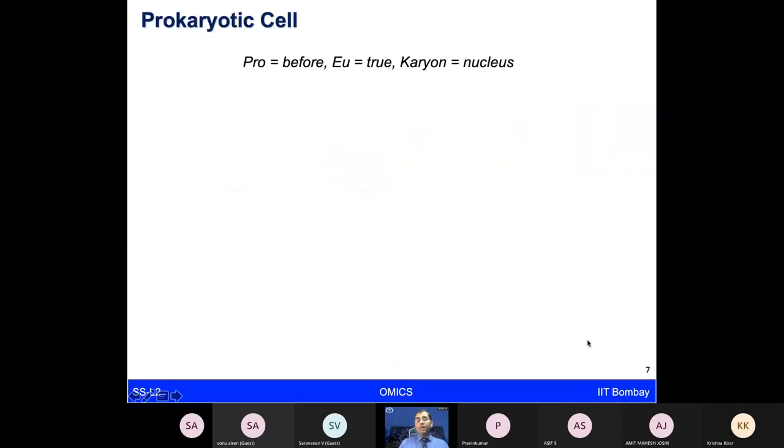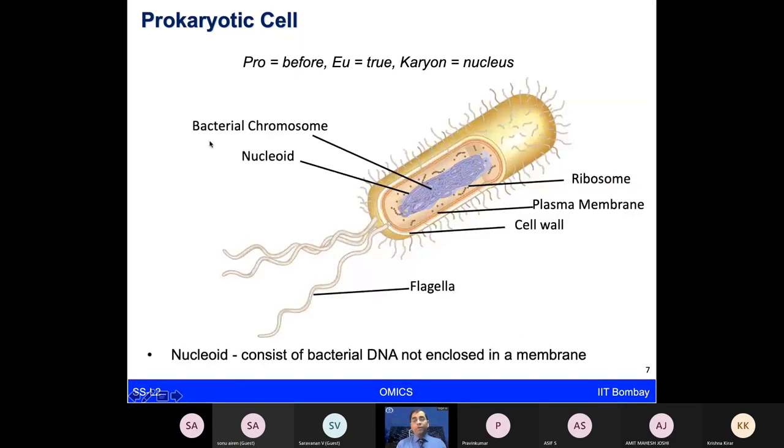So these cells are broadly grouped into two different groups. One is the prokaryotic cell, the other is the eukaryotic cell. In the terminology of prokaryote, pro means primitive, very old, before, and eu means true. Karyon comes from nucleus. So if we have a very primitive nucleus, that is the prokaryotes. When we have a very well-defined nucleus with the nuclear membrane, that is known as eukaryotes.